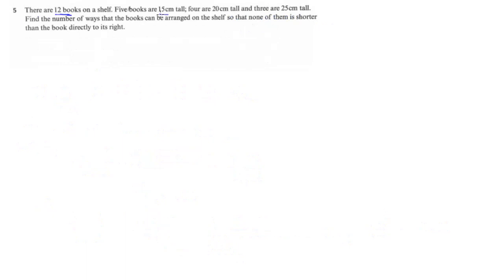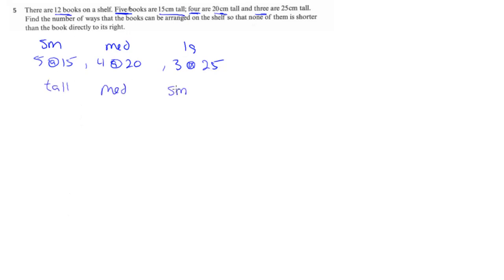In problem 5, we got 12 books on the shelf. I don't think this was assigned, but we're going to do it anyway. We got 5 at 15 inches, and we've got 4 of them at 20 inches, and then we've got 3 of them at 25 inches. Now, what they want to do is stack them so that there's never a shorter one to the right. So basically what that's going to mean is that it's going to have to go tall to short.